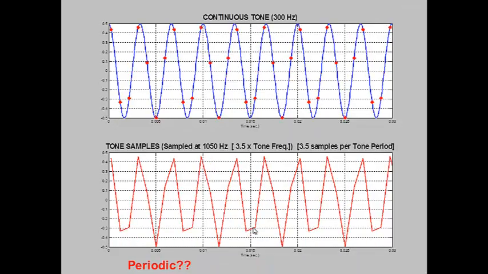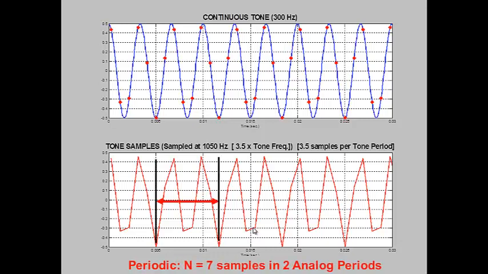That's fine. Here, I'm going to do 3.5 samples per period. And lo and behold, I do get a periodically repeating waveform. The period goes beyond one period of the original waveform.